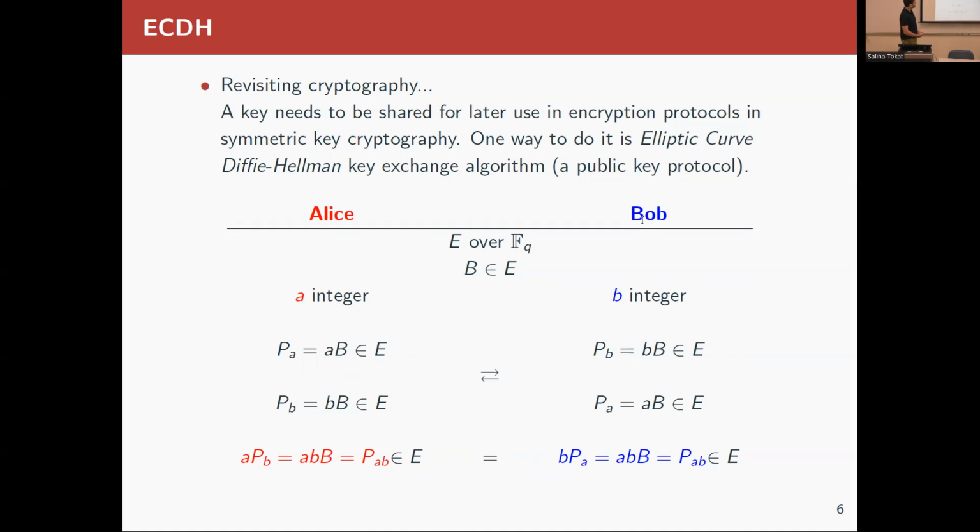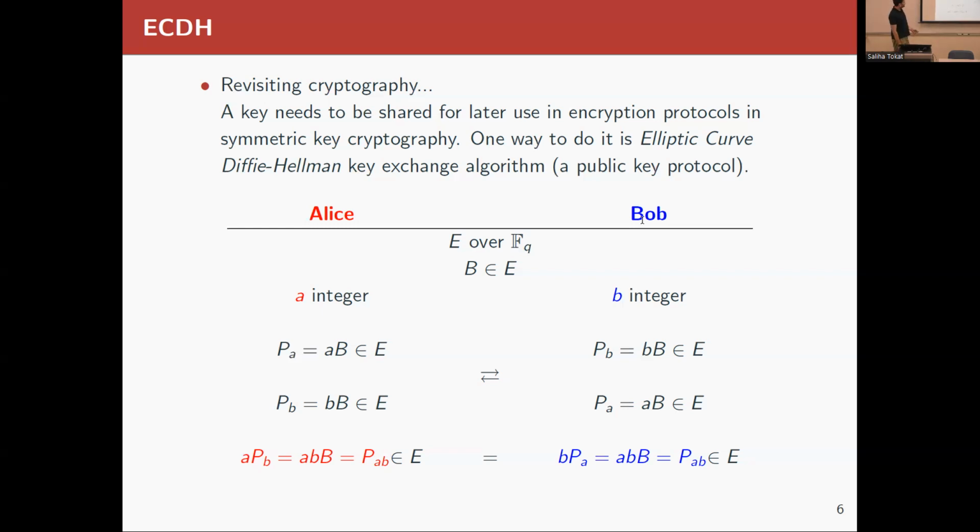They do it like this. First, they get an elliptic curve over Fq, and they choose a point B, which is publicly known. Then Alice and Bob will each choose an integer that only they know. Then they multiply it with point B and obtain PA and PB. And then they exchange the points. At this point, PA and PB are known by everybody. The third person also knows them.